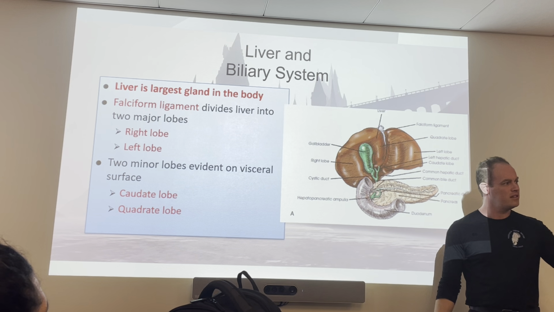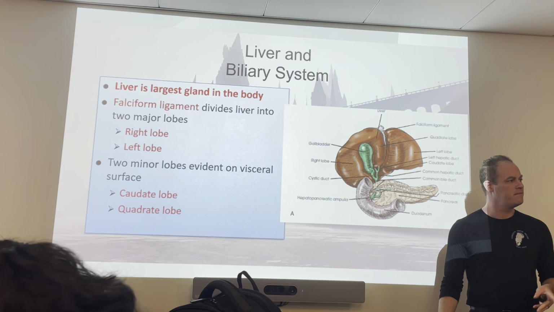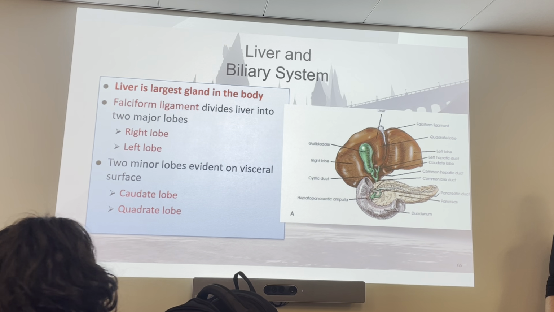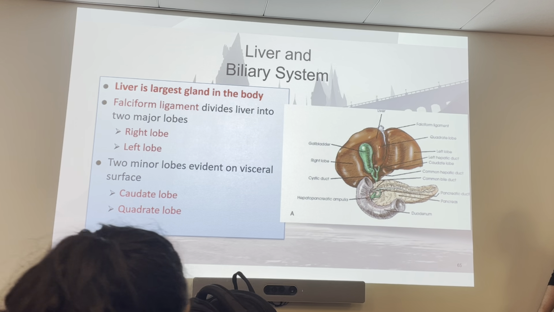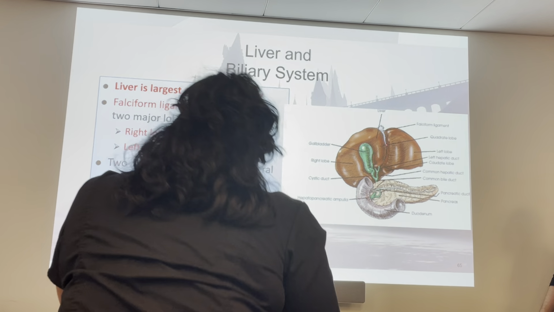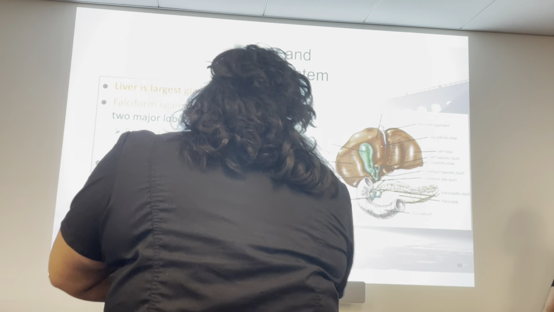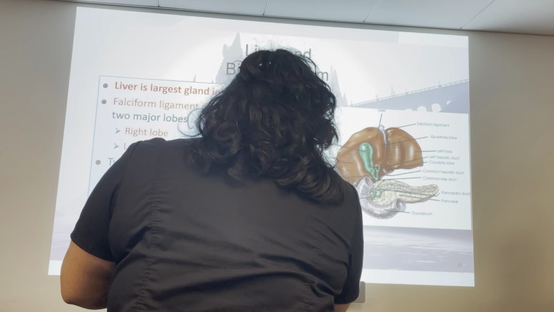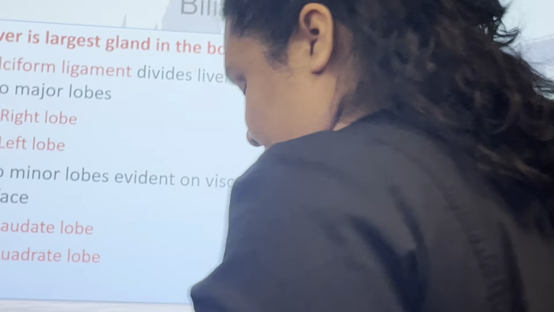On that liver image, it says caudate and then quadrate, but when we discussed them previously, you said that caudate was on the top, quadrate was on the bottom. Let me see. It might be that image right there. Yes, remember we said in the alphabet, C comes before Q. Yeah, look at that. Good eye.